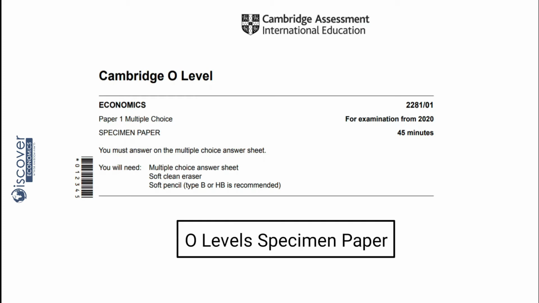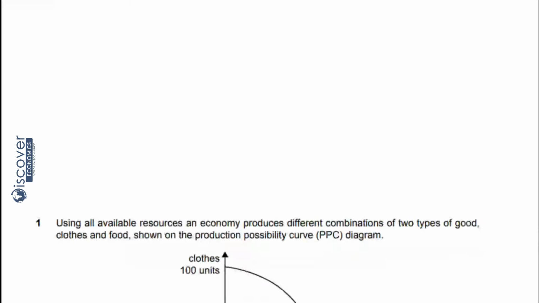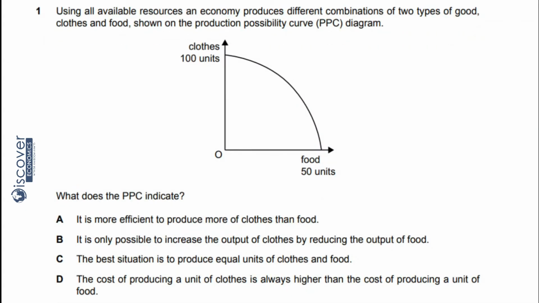This is of 30 questions and you have 45 minutes, and in public service commissions you have 100 questions and you have 120 minutes. It means the speed of understanding the question should be the same for the O-levels and for any competitive examination. So let's start with the first question. Using all available resources, an economy produces different combinations of 2 types of goods.